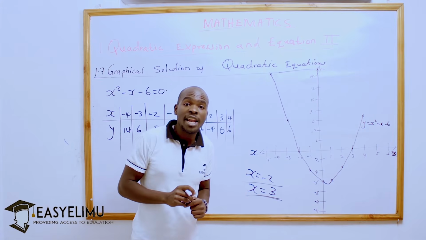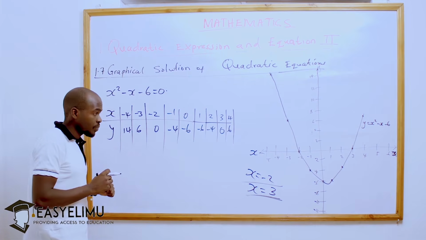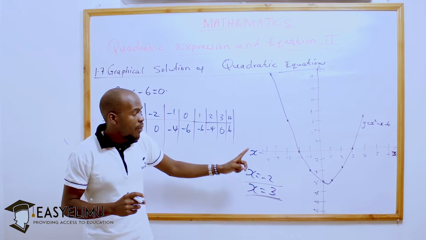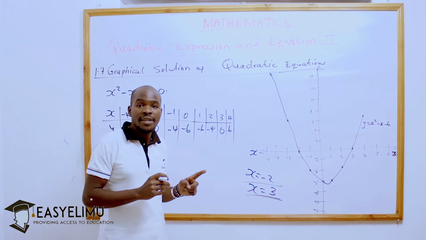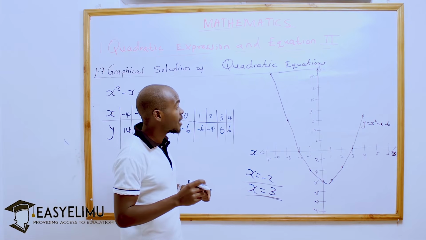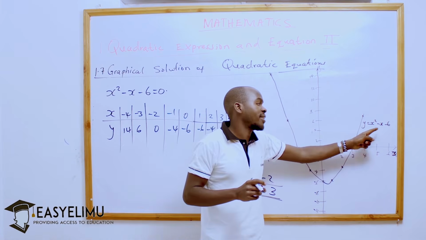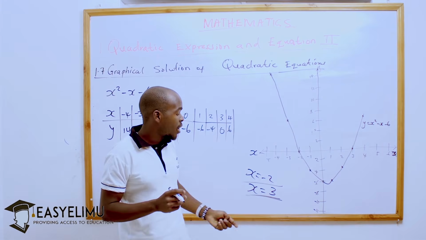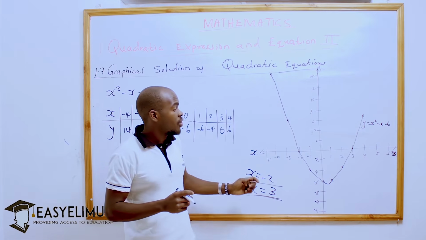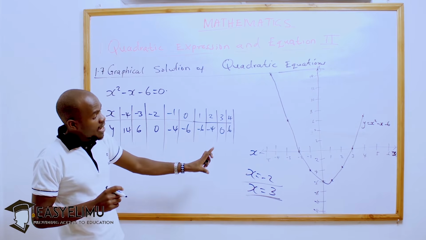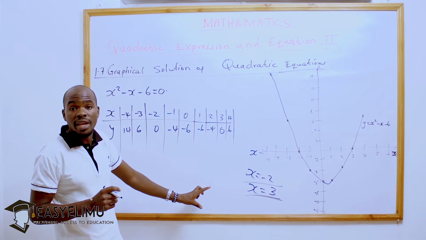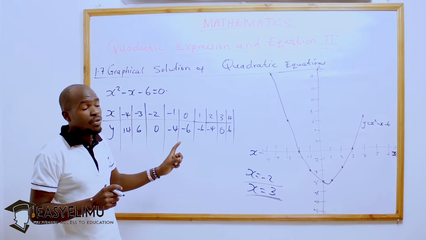For instance, if it is an equation of a quadratic function, then the points where that quadratic function cuts the x-axis are what we call the roots of that quadratic function. For instance, the roots of x squared minus x minus 6 equals 0 are -2 and +3. So from our graph, -2 and +3 are the roots of the curve which we have drawn.